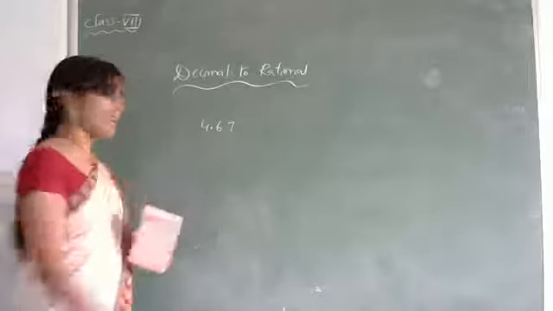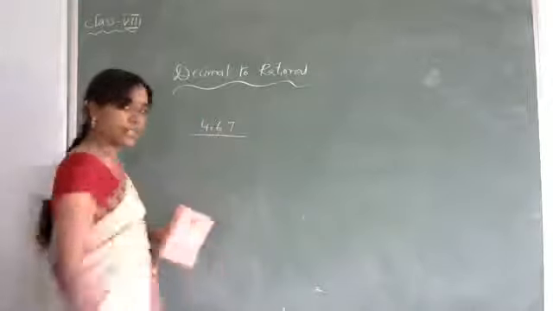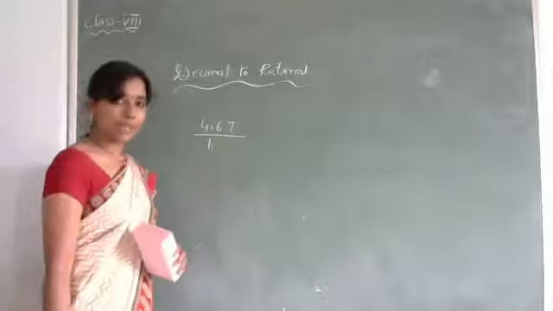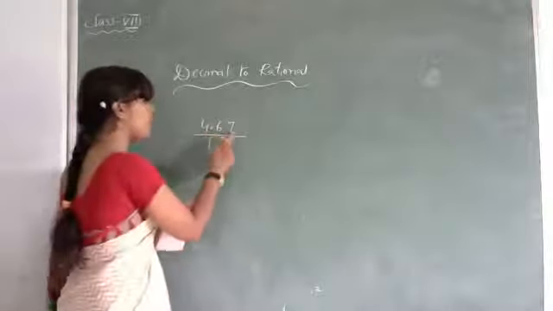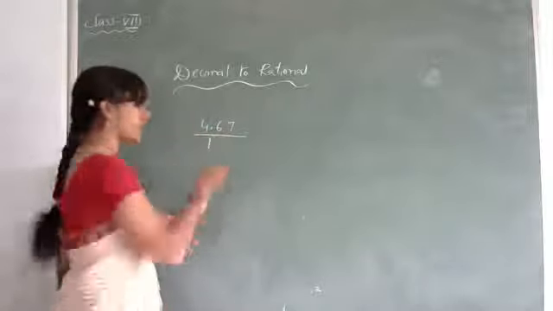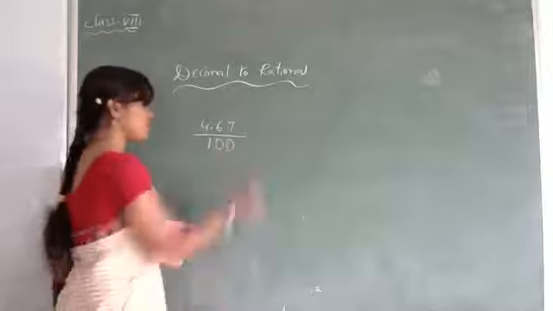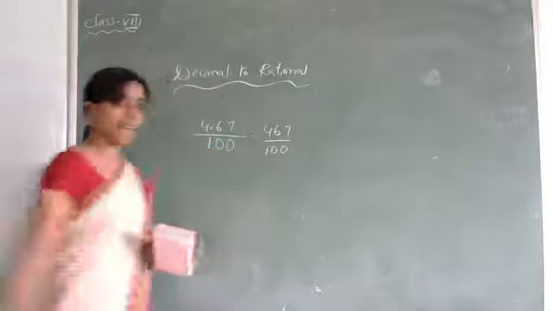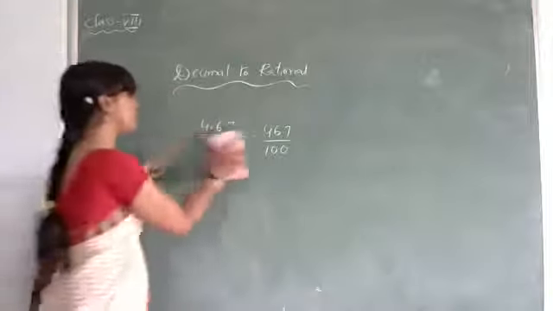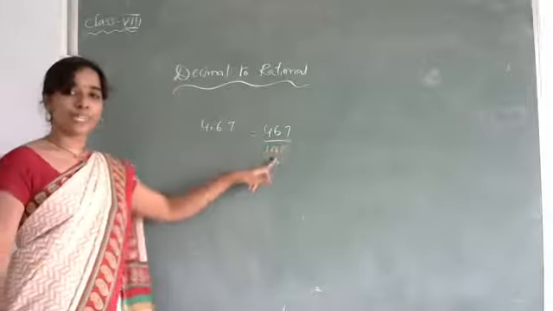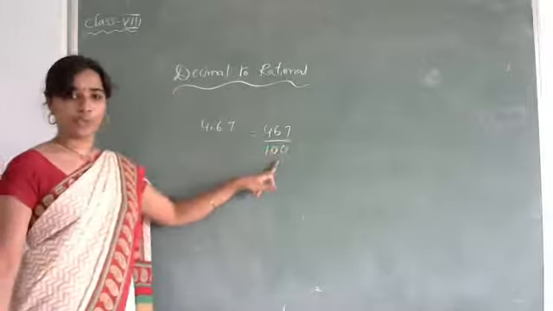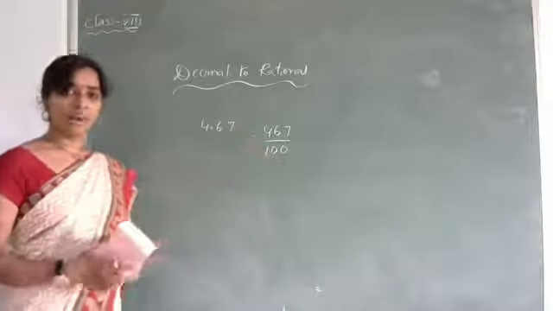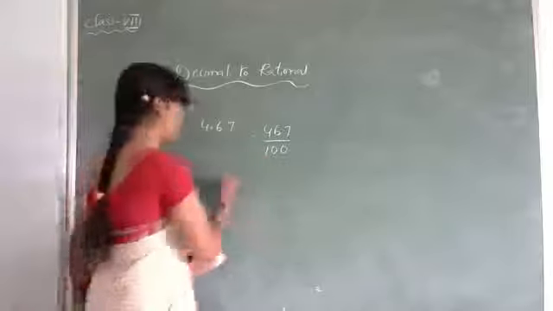So how will we write? Just remove the point by keeping 1 in the denominator. Instead of the point, I am keeping 1. So after the point how many digits are there? 2 digits are there. That's why we are writing 2 zeros. Then it will become 467 by 100. Like this, 4.67 changed into 467 by 100, P by Q form. Like this, we can change a decimal number to rational form. Understand children? I will write one more example.